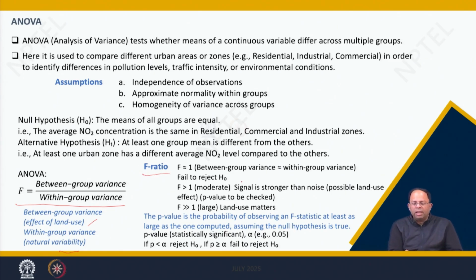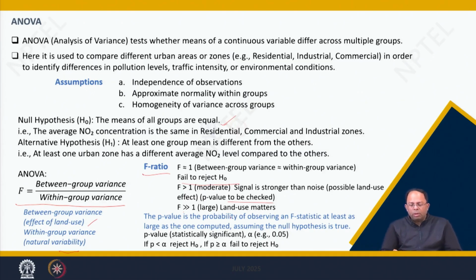When F is almost equal to 1, that is, between group variance is almost equal to within group variance, we fail to reject the null hypothesis. That is, the means of all groups are equal. Then F greater than 1 is moderate. Signal is stronger than noise. A possible land use effect is there, but we need to check the p-value to see if it is significant or not. Then finally F much greater than 1. So that means the land use does play a role. That means each land use is different, right?